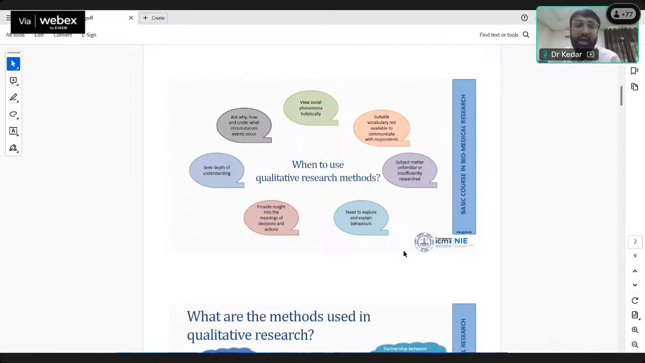So it is like why, how, and under what circumstances, or you want to seek depth of understanding, or we want to touch upon a sensitive topic, or we want to see the behavior of the community. These are all the conditions or situations when we use qualitative research methods.